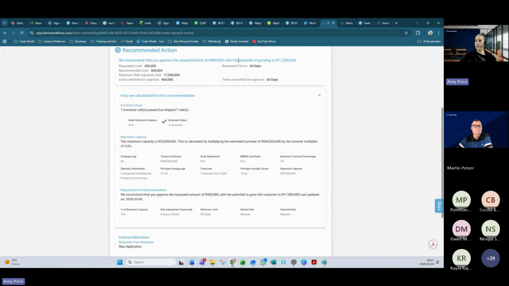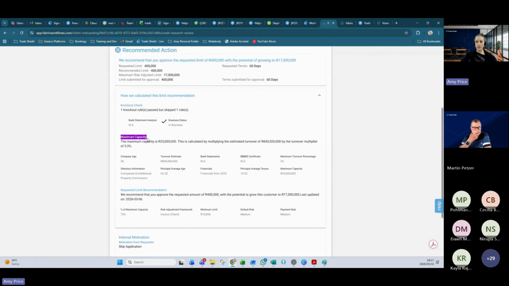Now we can see that they also requested 60-day terms. We're going to check the 3 different areas that TradeShield is providing you. The first one is the knockout stage. Are they in business? Do not grant credit to customers that are not in a valid business status, because if you go to court, the court is going to ask, did you do your due diligence? And if the answer is no, they will not grant you that judgment.